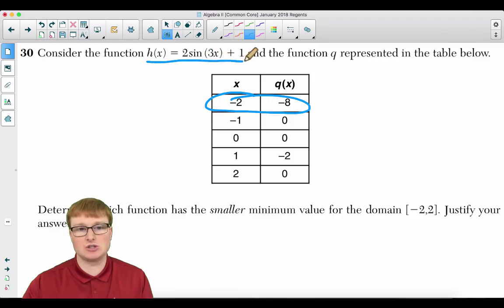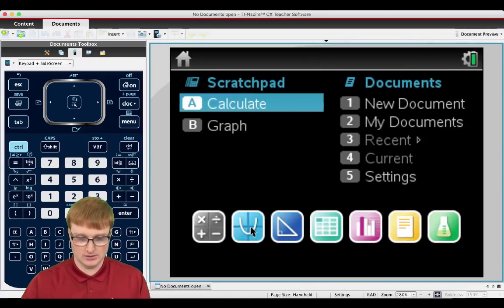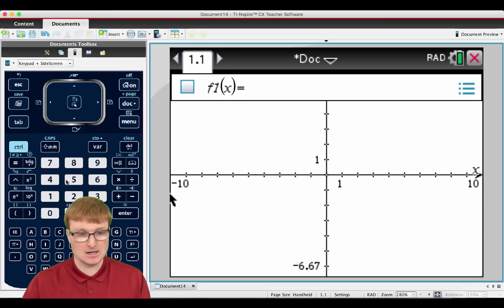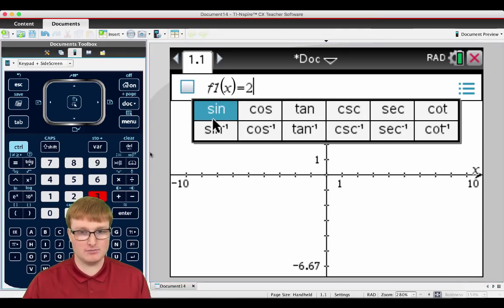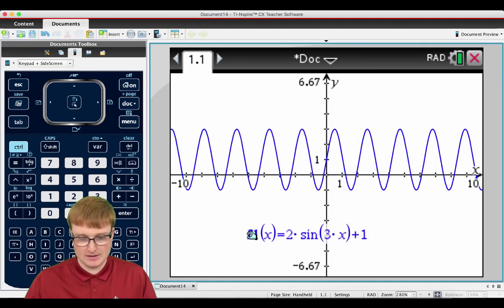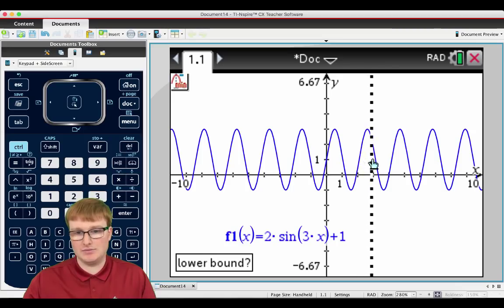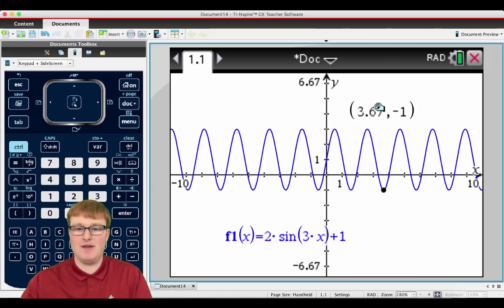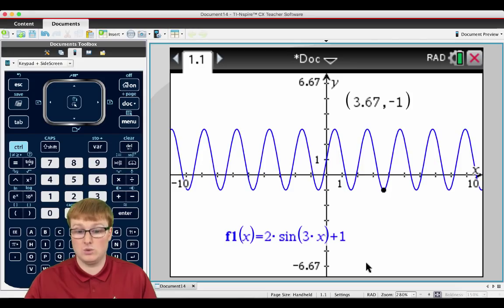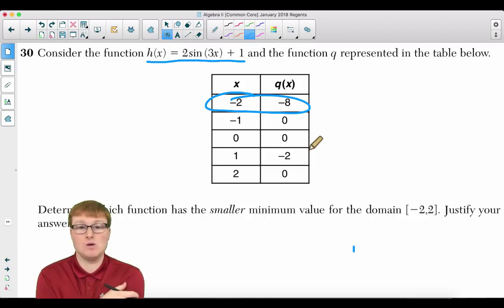So the next thing that you should do is graph h of x equals 2 sine of 3x plus 1. So go ahead and graph this. If I type that in, 2 sine of 3x plus 1. The minimum value, let's see if I do menu, analyze graph, minimum. Now it's a sine graph, so it doesn't matter where you click, they're all the same minimum value. The minimum is -1. So clearly your answer is going to be q of x has the smaller minimum.